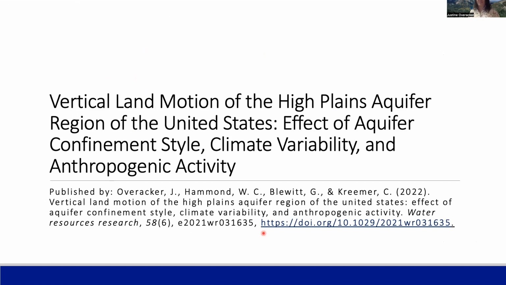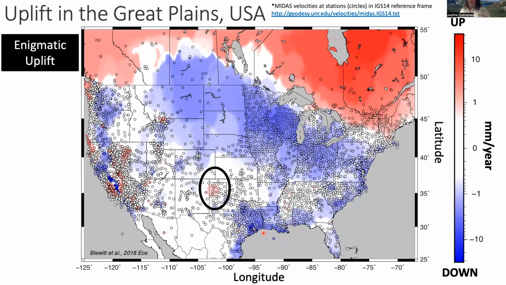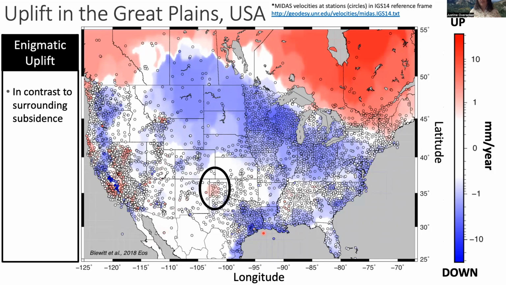And that brings me to the first chapter that I'm going to cover today, vertical land motion of the High Plains Aquifer region of the United States. So here we use GPS imaging to discover this uplift signal in the central United States, which generally speaking, is a relatively stable part of the continent. But this signal is in contrast to the surrounding subsidence caused by that forebulge collapse signal. There's no known tectonic activity over magnitude 6.5, which is generally the threshold needed to generate detectable post-seismic relaxation.